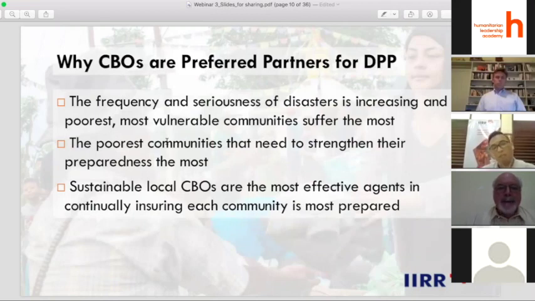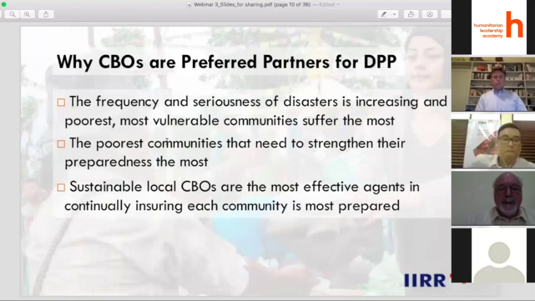Now, why CBOs in the field of disaster preparedness? Why are they preferred partners? And why is there now so much concern that we enable CBOs to become stronger and more sustainable? Well, of course, as we all witness, the frequency and seriousness of disasters seems to be increasing with climate change and increasing droughts, increasing floods, increasing storms, etc. This seems to be almost a global phenomenon, but of course it's the vulnerable communities that suffer the most. Although, as we can see, even those communities that have already established a high level of preparedness are still vulnerable. So it's all a matter of degree. So it's the poorest communities that need to strengthen their preparedness the most.